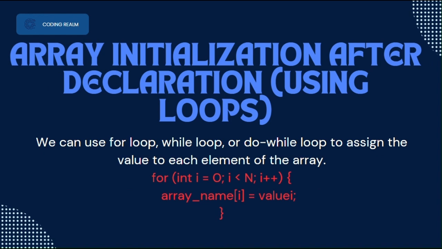And the third way is array initialization after declaration using loops. We can use a for loop, while loop, or do while loop to assign the value of each element of the array. Here we have for integer i equal to 0, i less than n, i plus plus, and here is the size, array name i, and value i.